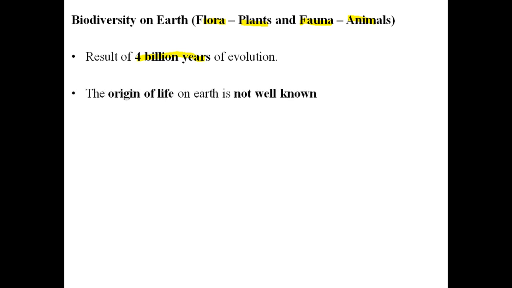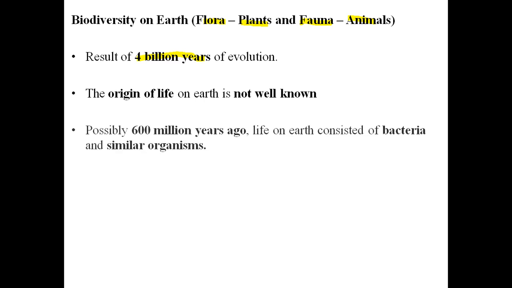However, the origin of life on earth is not well known, but the biologists predict that possibly 600 million years ago the life on earth consisted of bacteria and some similar organisms, but they are not sure about it. So what is the importance of biodiversity?